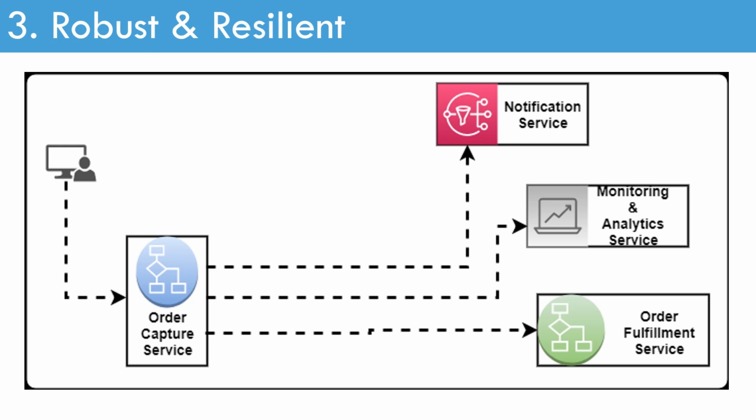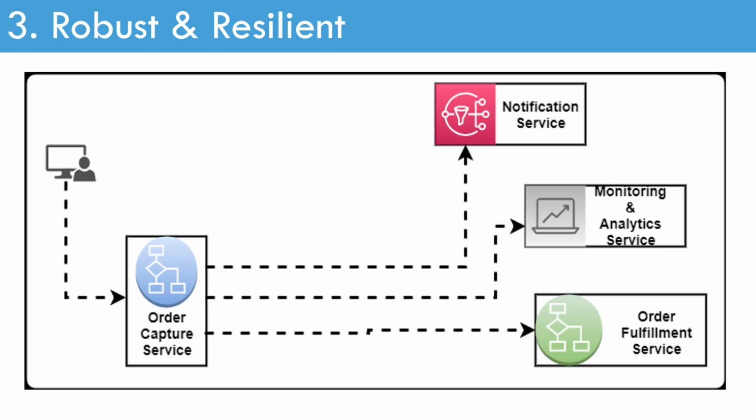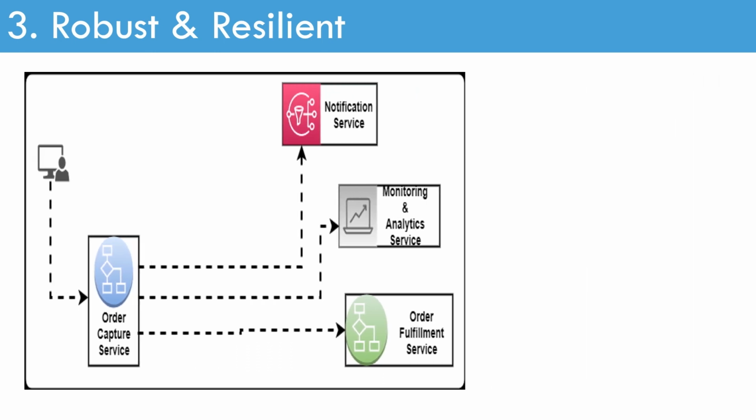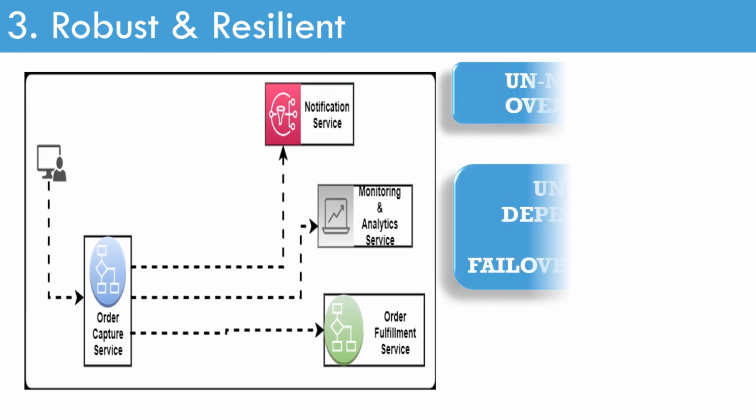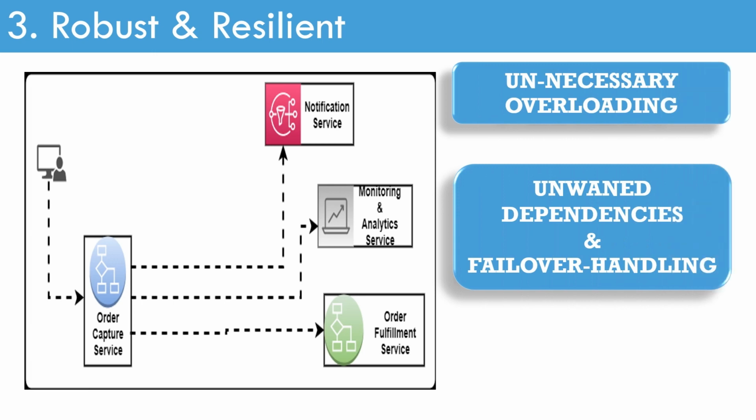One way to design this system is to let the order capture service call these systems and pass on the required information. But the problem here is that, 1. We are unnecessarily overloading the order capture service with the task to inform other systems, and 2. We are also creating additional dependencies. What if one of these systems goes down? We need to add a failover handling mechanism to retry sending the information at a later point.